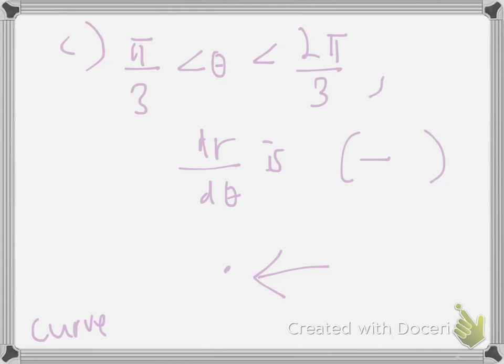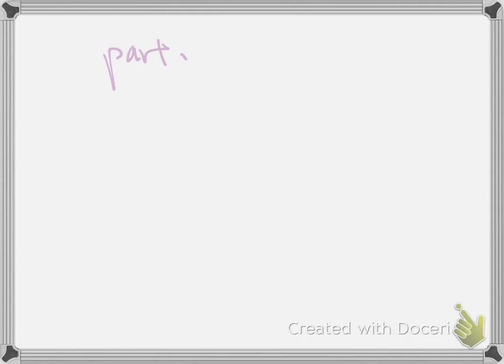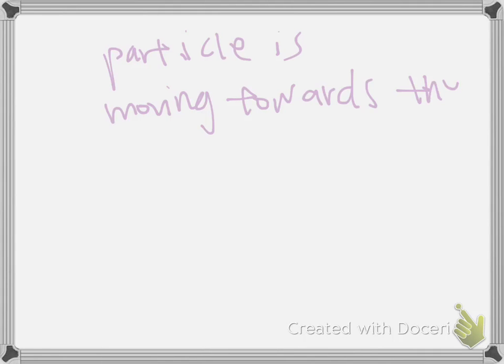So the curve is getting smaller and the particle is moving towards the origin. When it's negative, you know that the r, or the radius, is shrinking over time. Now, when it's shrinking, it's going to get closer to the center of the graph.